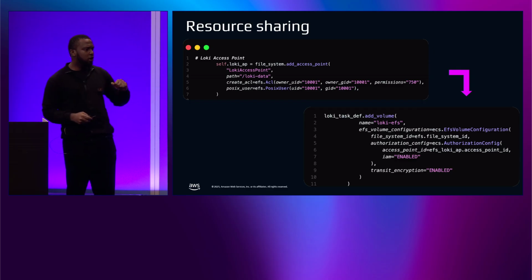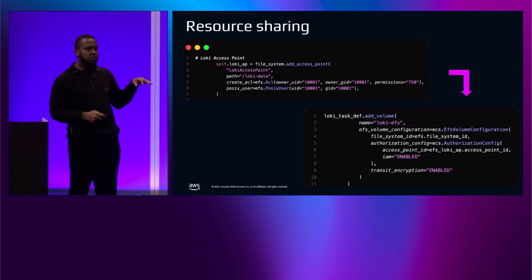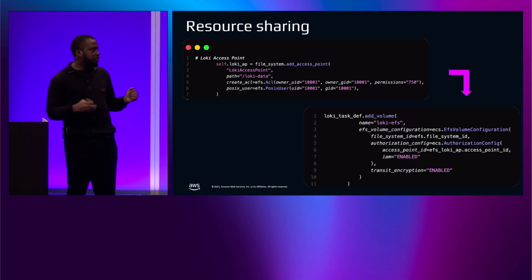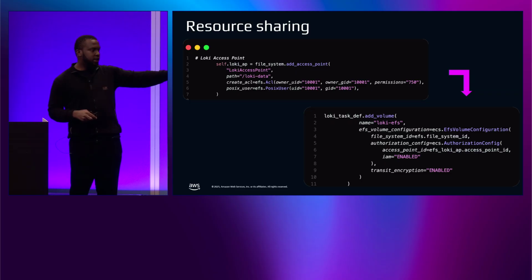So this is an example of access points. If you don't know what access points are, they allow us to have permissions attached to our EFS volumes. So I created the access point, and I imported it then in the task definition as a storage method, and I'm using it.